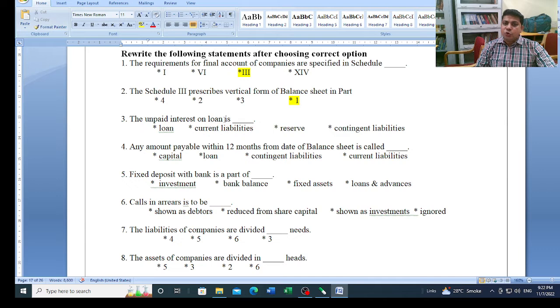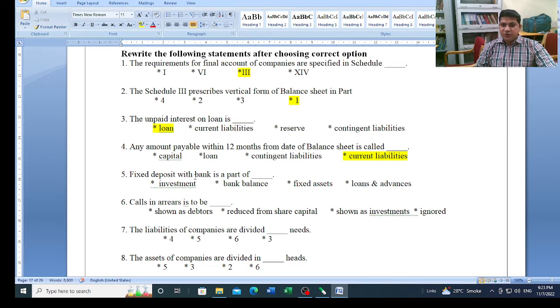Unpaid interest on loan is not paid, so it is considered as a liability, but it is a loan. Again, we can say that it is unpaid interest, it is considered as a loan. Any amount payable within 12 months from the date of balance sheet is called, suppose any amount payable means outstanding within the 12 months, so it is called current liabilities.